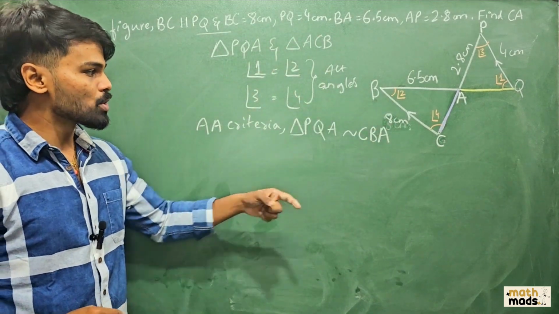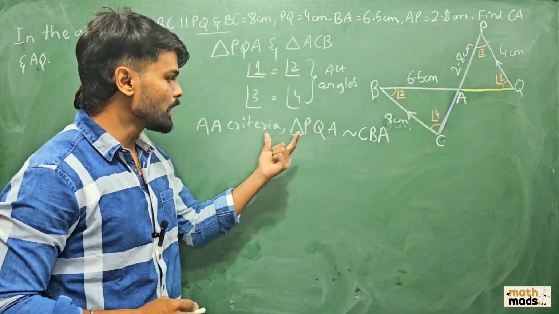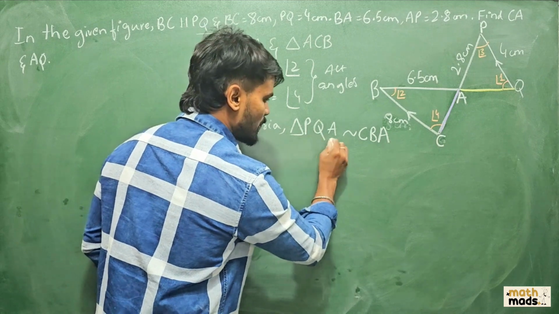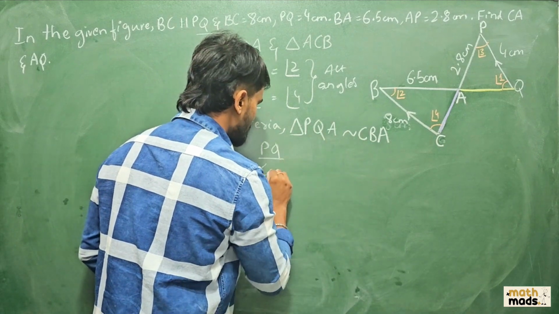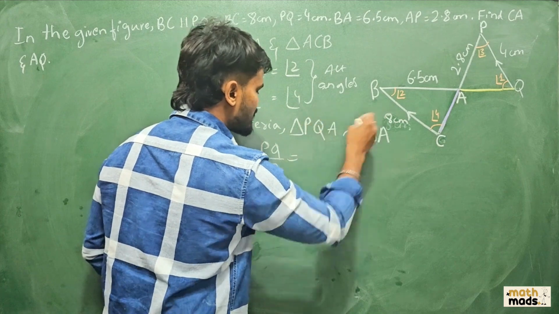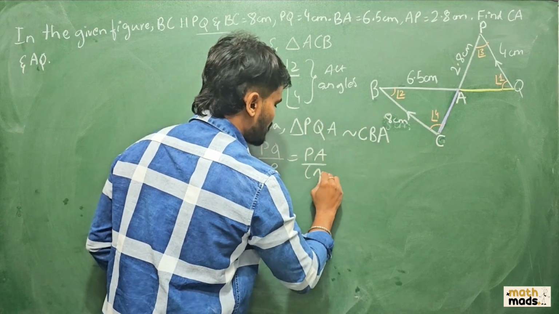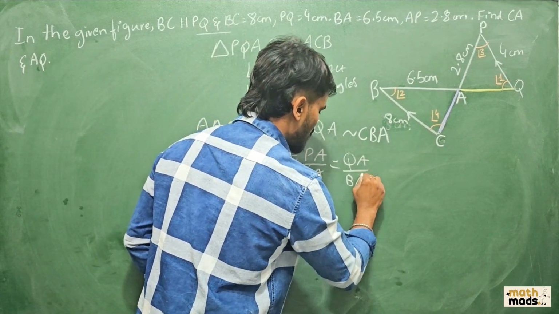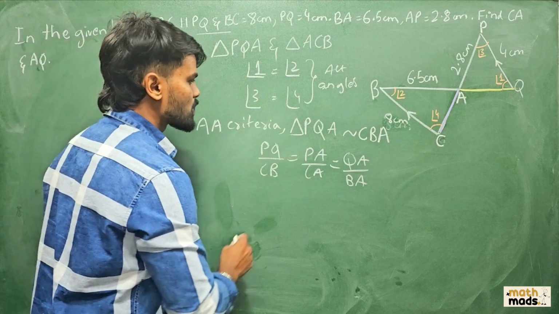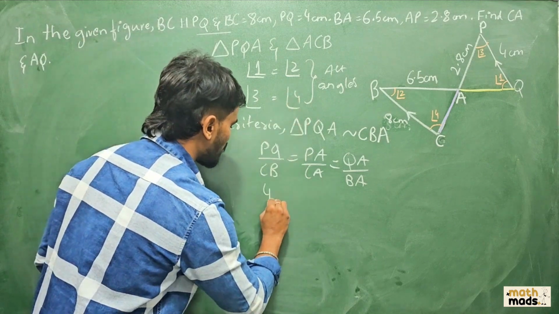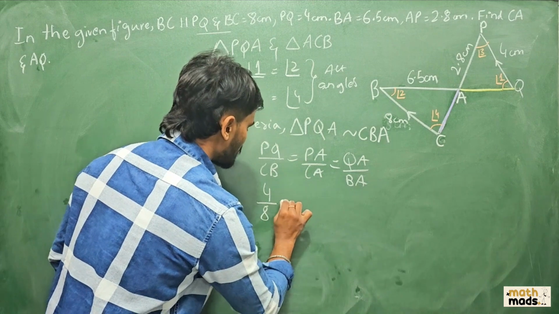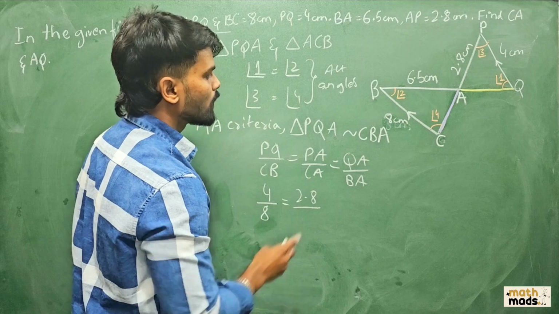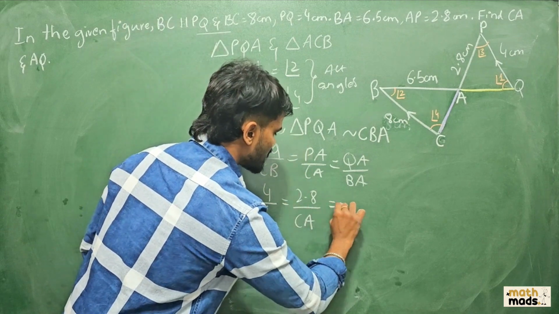Okay. What should you do? You should find the length of CA and AQ. To find the length, you need the sides in proportion. So let's identify the sides which are in proportion. PQ and CB. So PQ by CB is equal to PA by CA. PA by CA is equal to QA by BA. Now let's fill all the information here. What do you know about PQ? PQ is 4, BC is 8, is equal to PA is 2.8 by CA. Okay, CA is what you have to find.